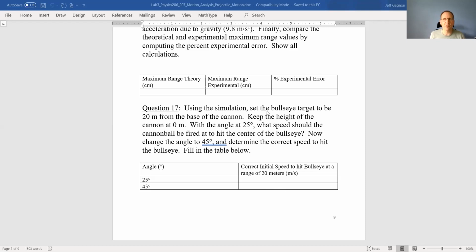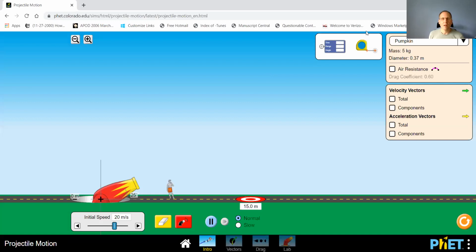Let me just show you that real quick. Okay, so you're going to move, again, the target, so it's at 20 meters away. So right there, 20.0 meters. Set the angle, make sure it's at 0, right? The height is at 0. Set the angle to be 25 degrees. And you kind of have to play with the initial speed and launch it and see what speed is the correct speed so it hits directly in the center of the platform.